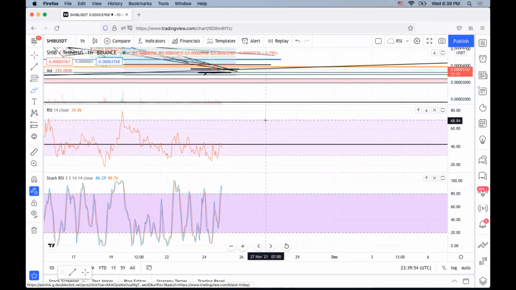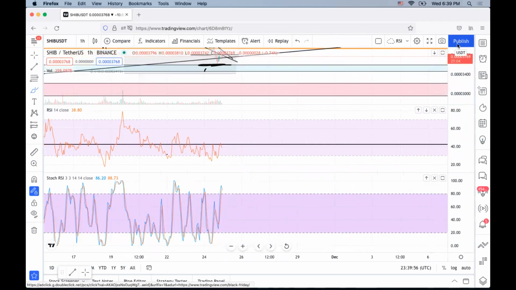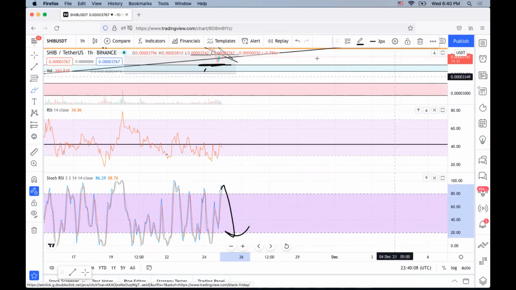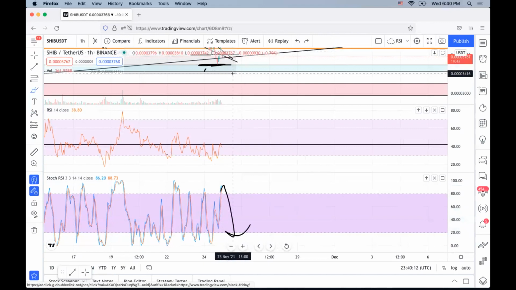All right, over here on our hourly chart, our RSI currently is right around the 38 area. One bearish thing I want to point out right here is our stochastic has come all the way up. We are in the overbought territory, so we could be heading back down for a correction right here, which means we would definitely be heading lower on our price chart up here.